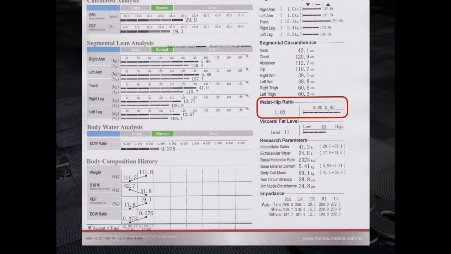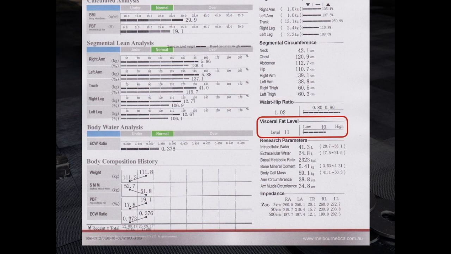The waist to hip ratio compares the circumference of the hips to the circumference of the waist, and they'll tell you if the two are in proportion. So the bigger the stomach, the bigger the waist to hip ratio will be. And the graph on the right will indicate where your waist to hip ratio sits compared to the ideal range, and that should be between the two numbers that you can see at the top of the graph.